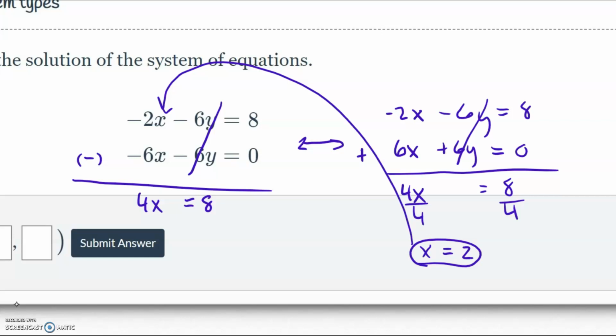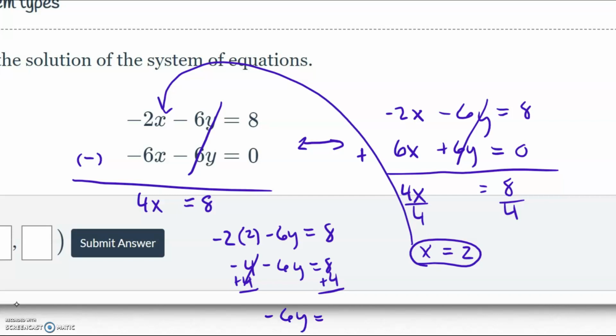So how does this look? Negative 2 times, instead of an x, I'm plugging in a 2, minus 6y equals 8. Go ahead and keep solving. Negative 4 minus 6y equals 8. Add 4.